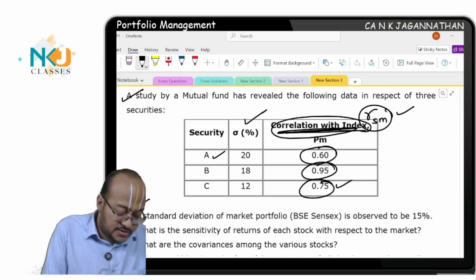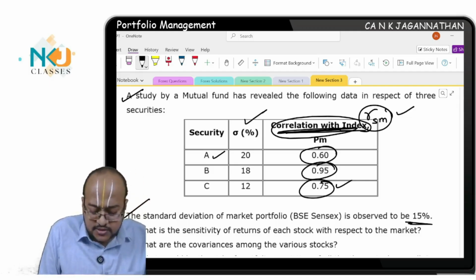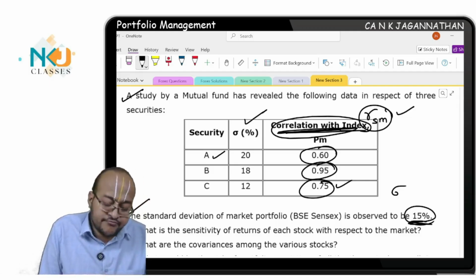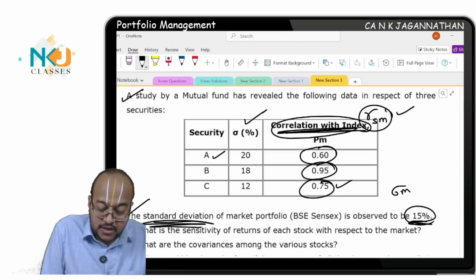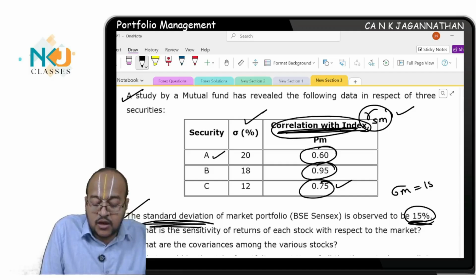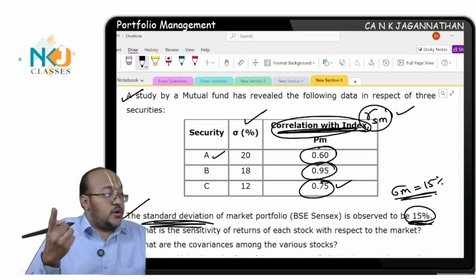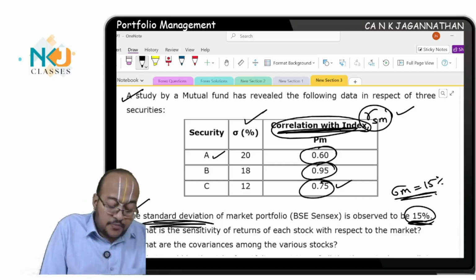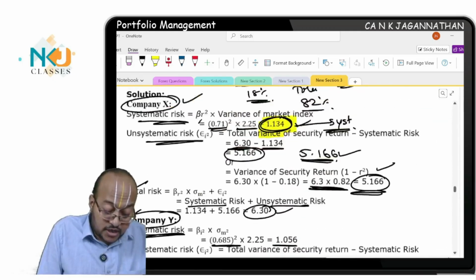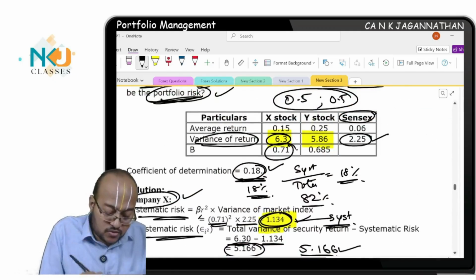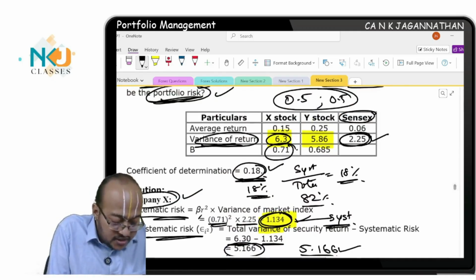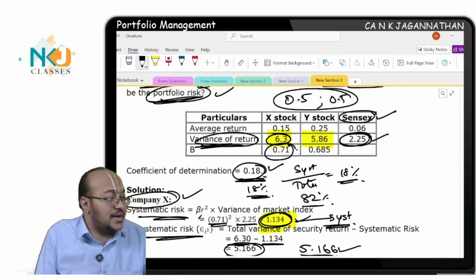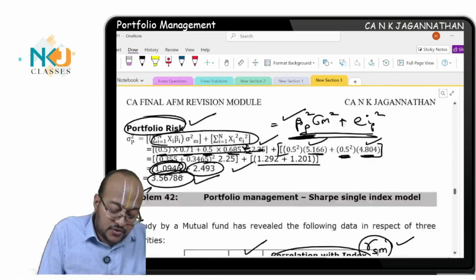You will understand. So the standard deviation of the market portfolio BSE Sensex is 15%. Sigma, standard deviation, again, this is not variance, this is standard deviation. So sigma m is only given as 15%. Are you all understanding? Not sigma m square. Now, in the previous question they had given variance of the market. These are all the important things you need to notice. 2.25 is variance of the Sensex, not standard deviation. Here the standard deviation is 15%.